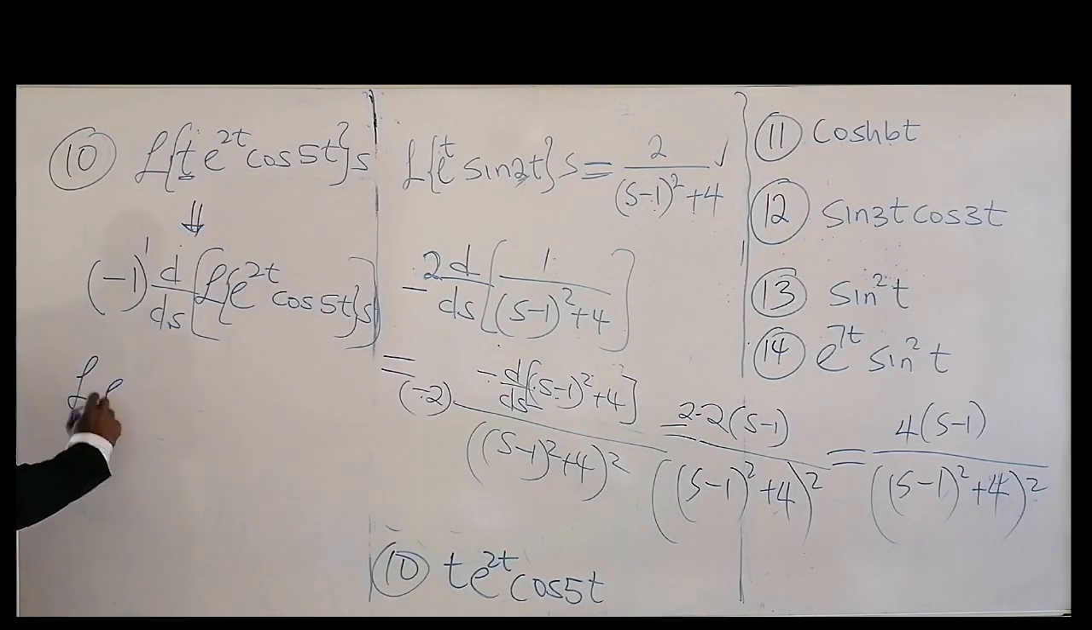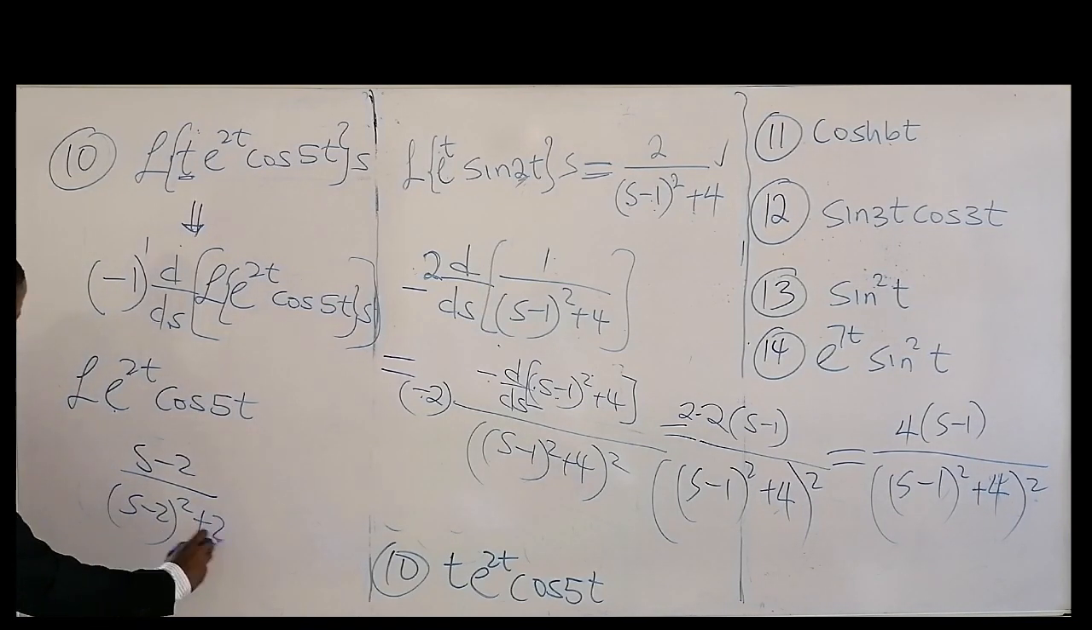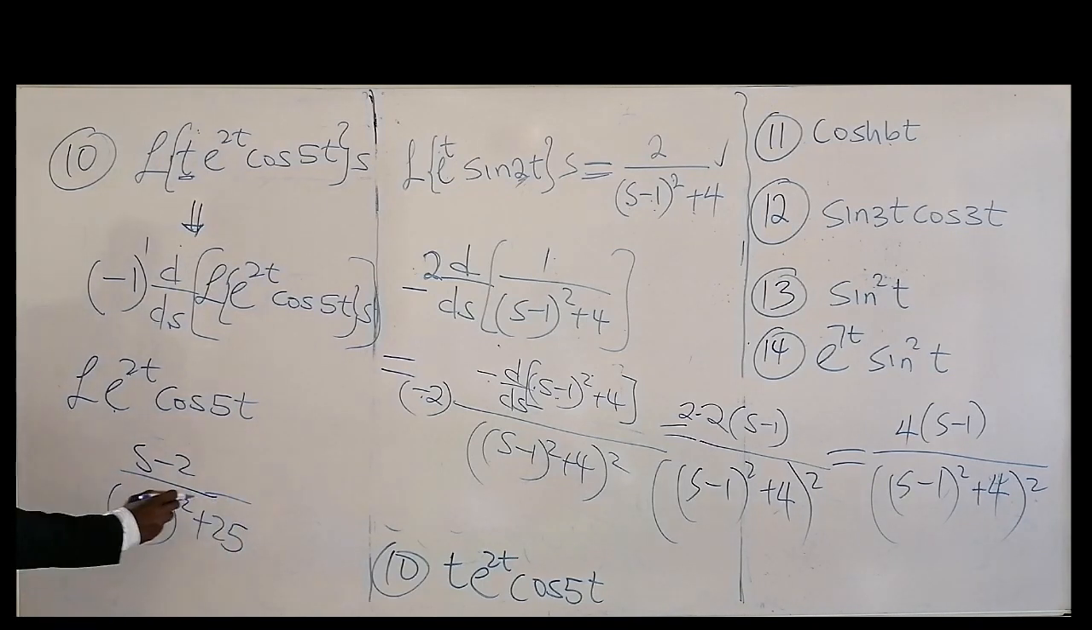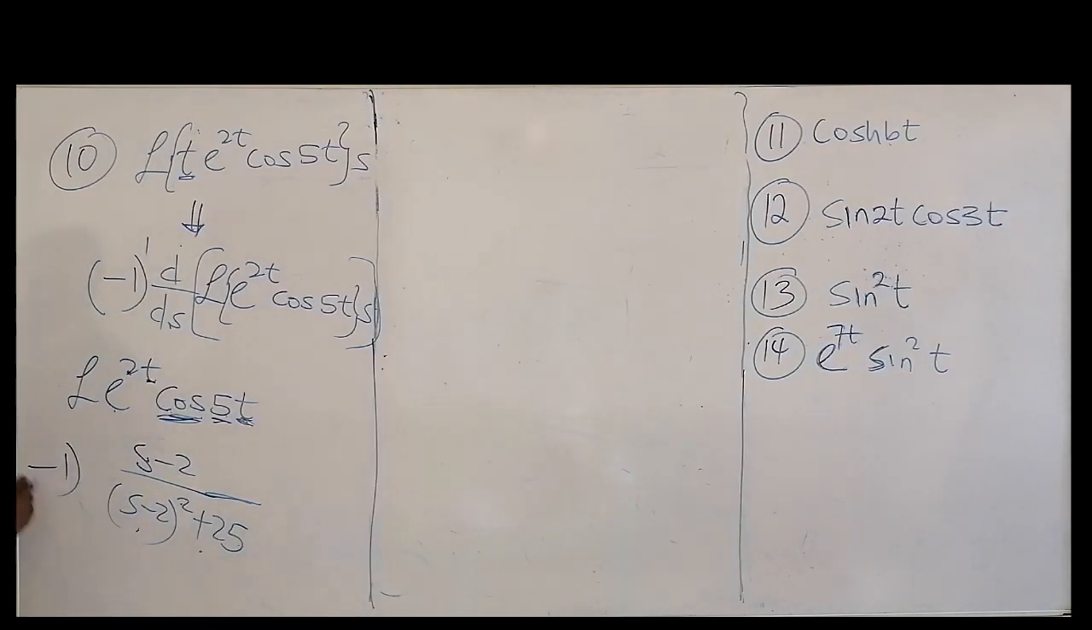Laplace of e to power 2t cos 5t is x minus 2 over x minus 2 all squared plus 25. So that's what I'm going to have there. So just check the table. What we need to do now, we've gotten the Laplace of this, then we need to get the differentiation, the first differential of this function, minus 1 d dx of this function.